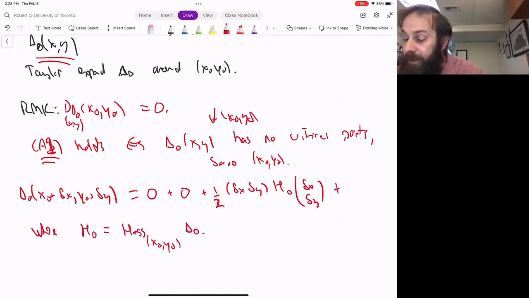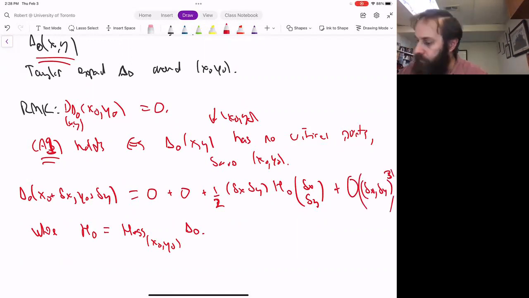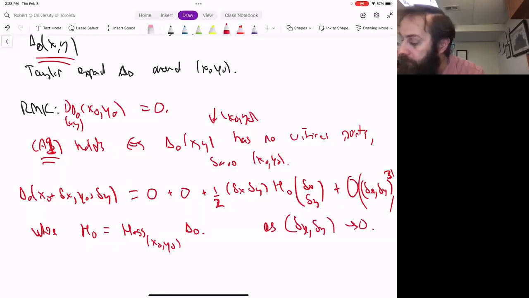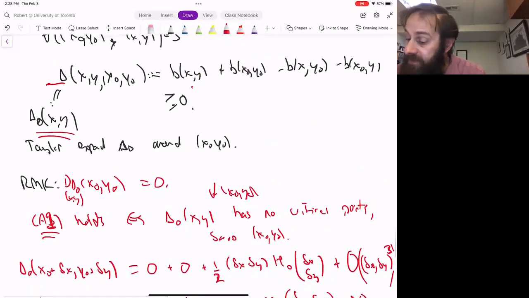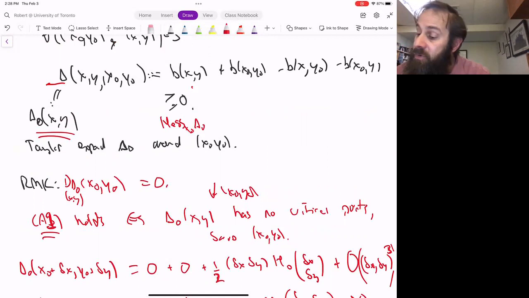And then there'll be, as long as b is a smooth function, the next correction to this is going to be a delta x, delta y cubed term, as delta x and delta y go to 0. And the Hessian of this function is, if I think about the Hessian of delta naught, if I take two x derivatives and set x naught equal to y naught, the contribution from the x derivatives here and the contribution from the x derivatives here is going to exactly cancel each other.